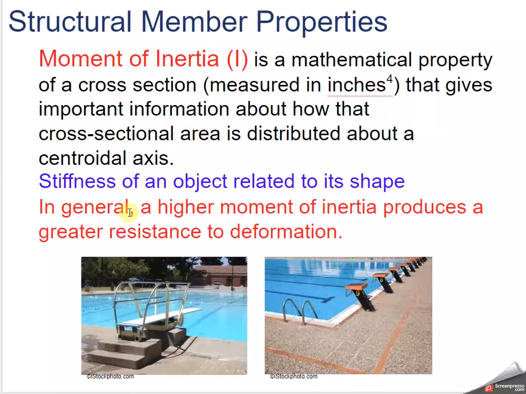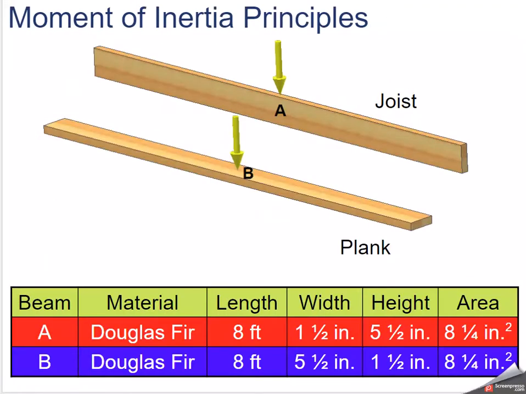So, biggest thing you've got to take away: the higher the moment of inertia, the greater the resistance to deformation of the object. So what are we going to look at for the principles of it? We've got beam A and beam B. A is like a joist, B is that plank. They're both made of Douglas fir, both 8 feet long, but the width and height are 1.5 by 5.5, or we can have the plank being 5.5 by 1.5. Both cross-sectional areas are still 8.25 inches squared.